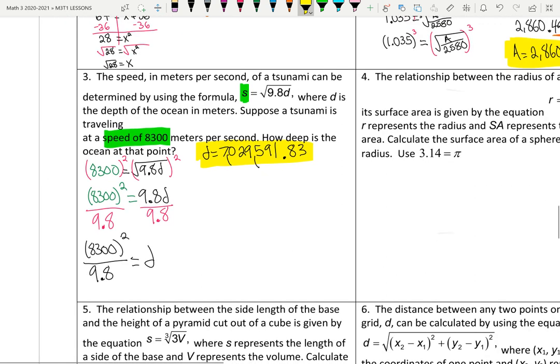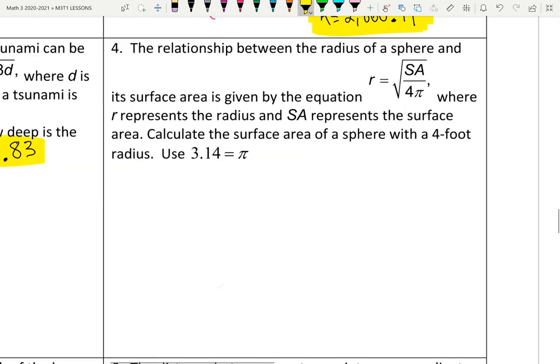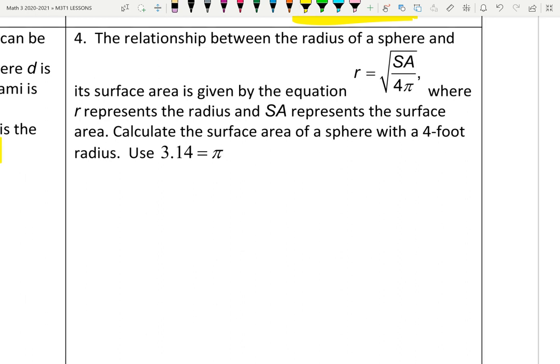Okay, number 4. The relationship between a radius of a sphere and its surface area is given by the equation r is equal to the square root of SA divided by 4 pi. R represents radius and SA represents the surface area. Calculate the surface area of a sphere with a 4-foot radius. Use 3.14 for pi, and I'm trying to find SA.